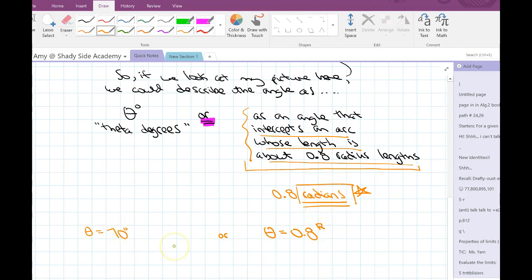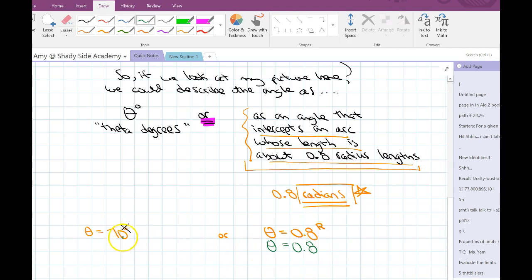Here's where I'm going to be really picky now. Well, I think I always am picky, but when you mean degrees, you have to have a degree symbol. You can't just write 70, and I'll tell you why. Theta equals 0.8 radians, but more often than not, the R is dropped. So 0.8 radians, 0.8 R, or 0.8 with no degree symbol, no R. The understanding is degrees, radians.